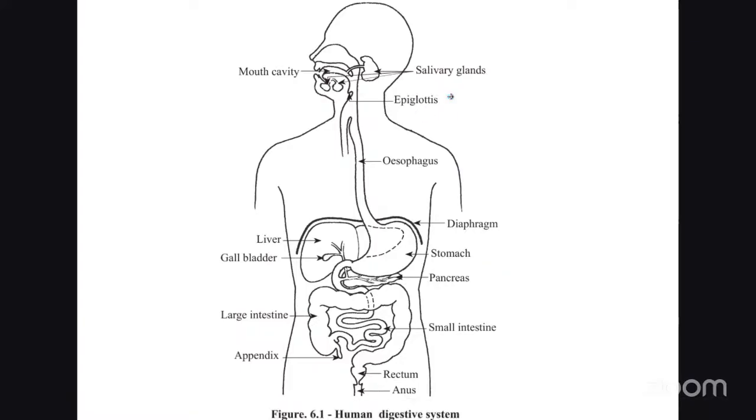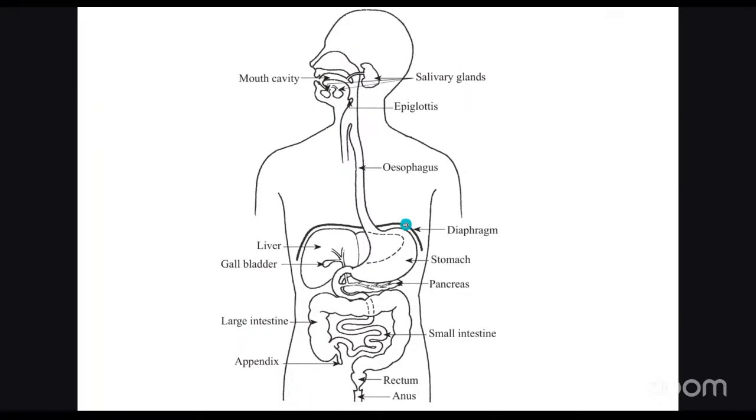So I have a question. Which part of this alimentary canal is common to both the respiratory system as well as the digestive system? This part over here, right? It's common for both the respiratory system and the digestive system. Yes, it's the pharynx.